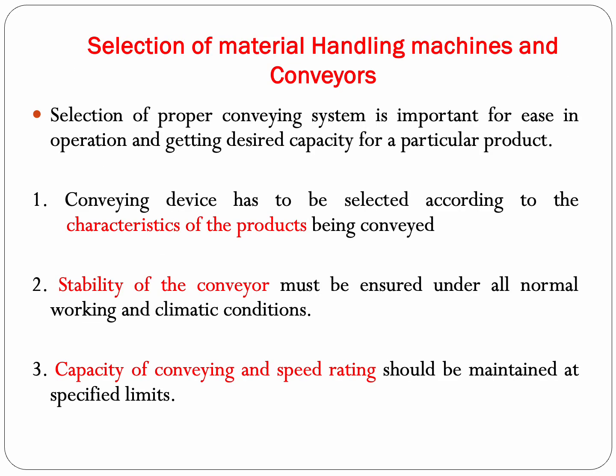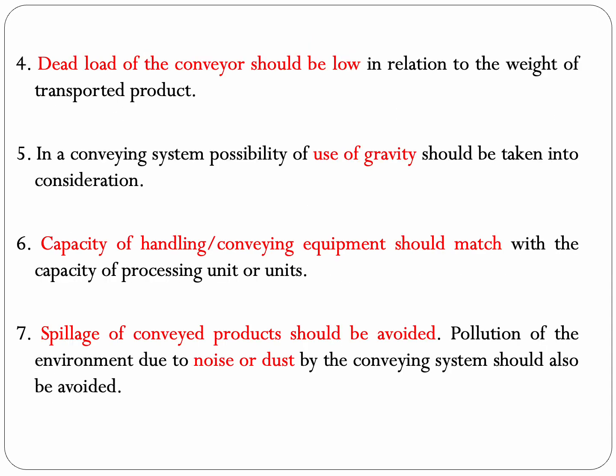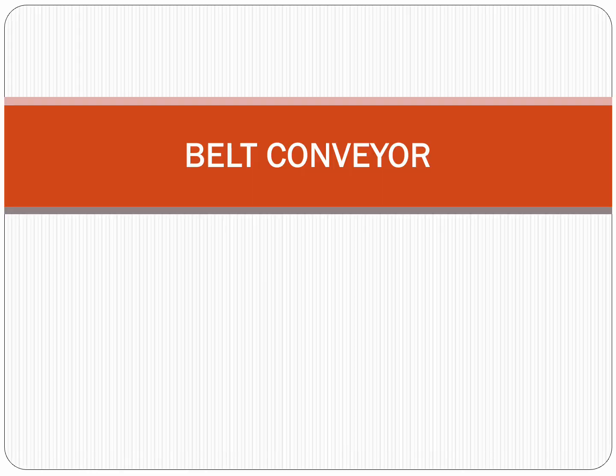The selection of material handling machines and conveyors will be decided based on capacity. The conveying design has to be selected according to the characteristics of the product, and the stability of the conveyor under normal and climatic conditions. Capacity and speed rating should be within specified limits, and the dead load of the conveyor should be low. The conveying system should be operated by gravity, and the capacity of handling and conveying equipment should match the capacity of the processing units. Spillage of the conveyed product should be avoided, and noise and dust should also be avoided.